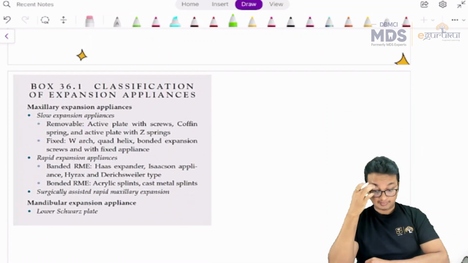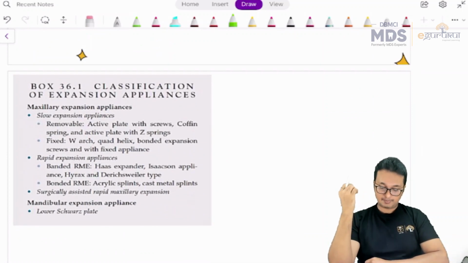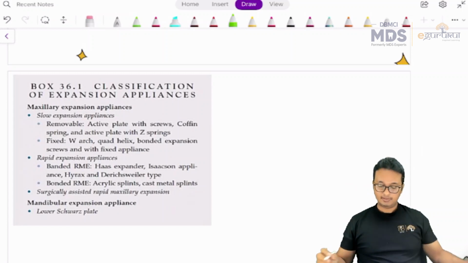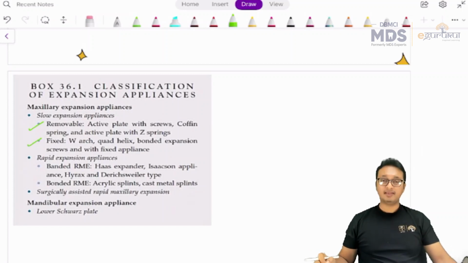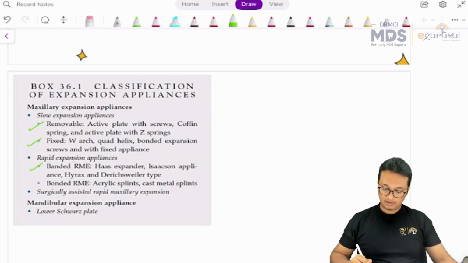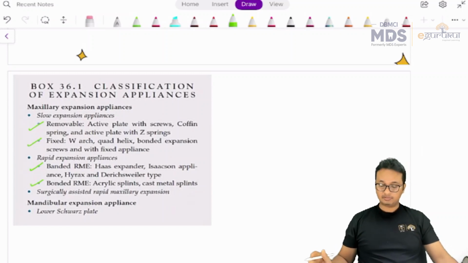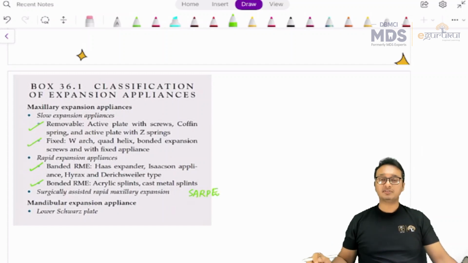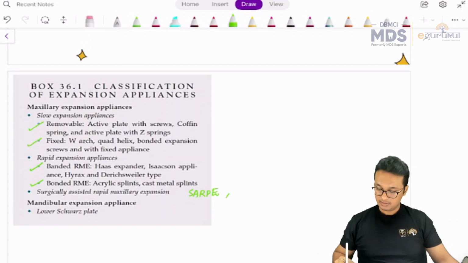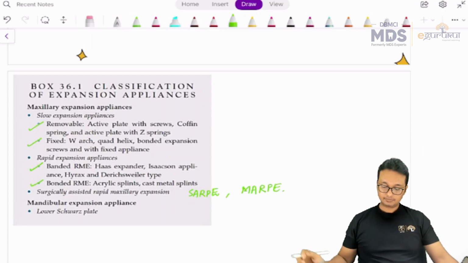Classification of expansion appliances. For maxillary expansion appliances, we have slow expansion appliances, which could be removable or fixed. For rapid expansion appliances, we can have banded RME or bonded RME, and we can also have surgically assisted rapid palatal expansion, also known as SARPE, and also mini screw assisted rapid maxillary expansion, also known as MARPE. Then for mandibular expansion, we have the lower plate called the Schwartz plate.